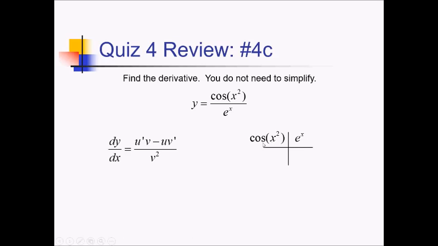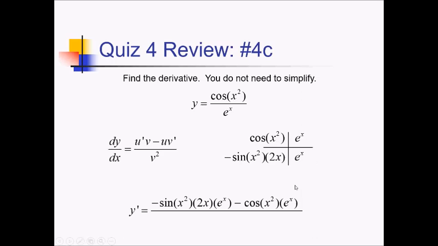Derivative of the numerator, we have cosine of something. Derivative of that is negative sine of something, negative sine of x squared, times 2x, the derivative of x squared. E to the x is its own derivative. Putting things back in here now, I've got the stuff in the lower left times e to the x minus cosine of x squared times e to the x, all divided by v squared, which is e to the x squared.